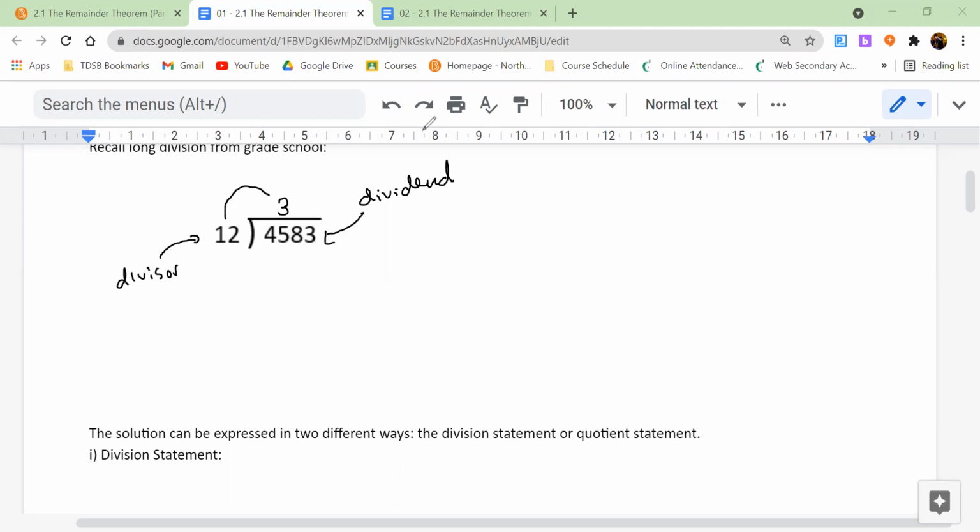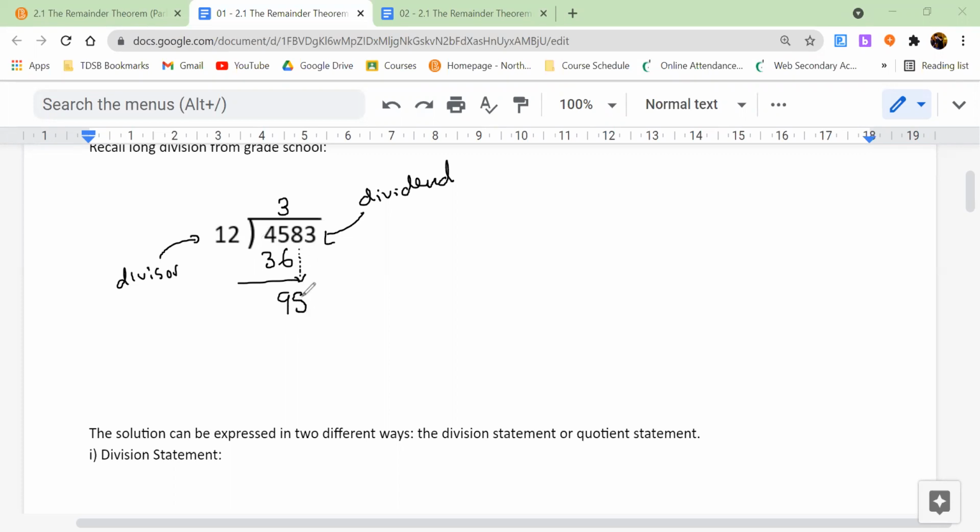Maybe I could do it as a highlighter. This is important. 3 times 12 is going to give you 36. And I am going to subtract. Okay? So 45 minus 36 is a 9. Is 12 larger than 9? Yeah. In other words, is 9 smaller than 12? Yes, which means I did the right thing. Next digit now comes down.